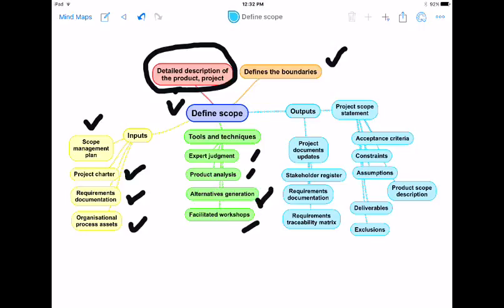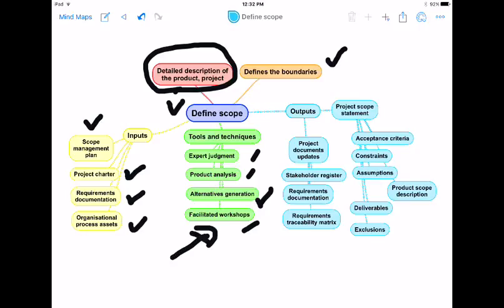Alternatives generation: the same thing can be achieved in multiple ways. So while constructing my house, we were always talking about having a swimming pool in my house versus a club membership. In a construction project, it could be normal curing versus steam curing. And in IT projects, it could be manual testing versus automated testing. And sometimes we get into facilitated workshops as well.